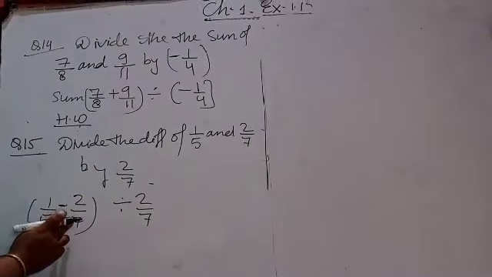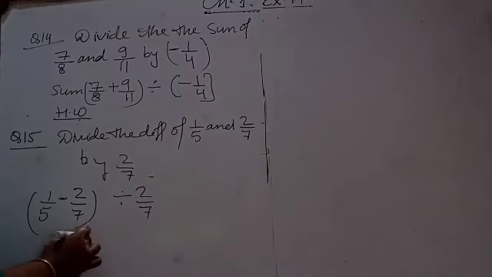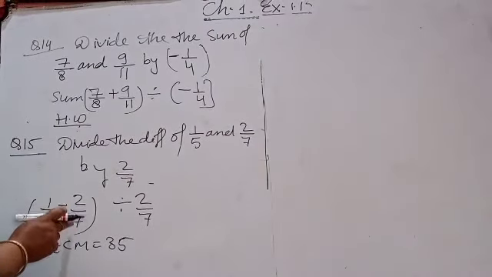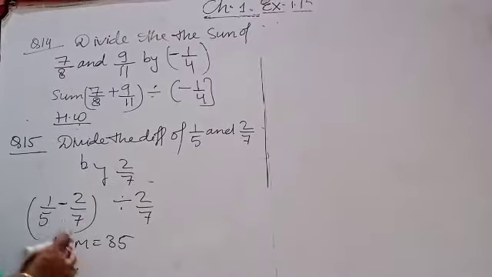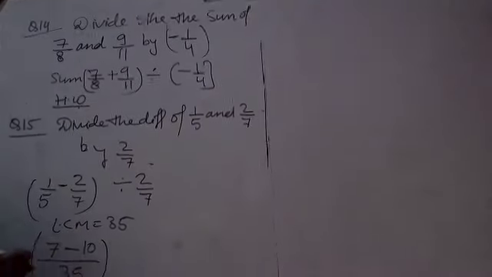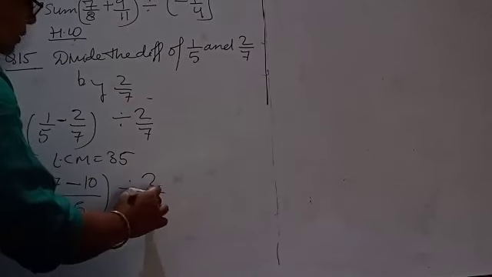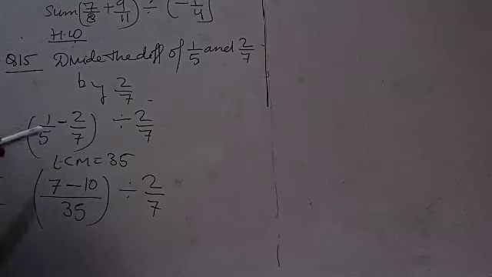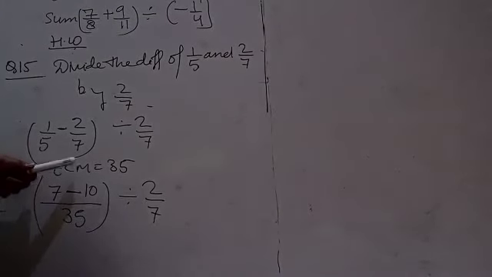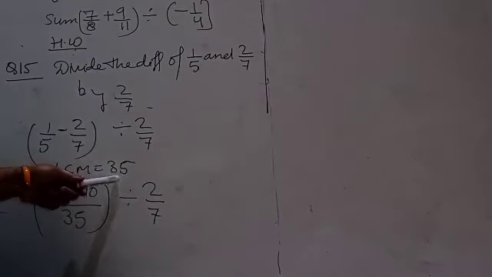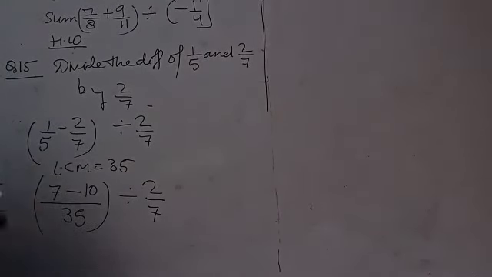Now 7 5s are 35. The LCM is 35. So you can do the cross multiplication also. It will become 7 1s are 7 minus 5 2s are 10 upon 7 5s are 35. In this way also you can do, or by the previous method as we were doing. Those children who are not able to do by this method will again make the denominators equal and then do the subtraction.